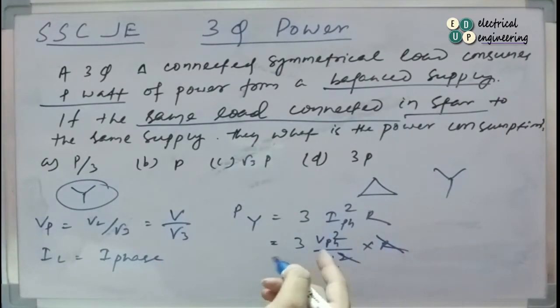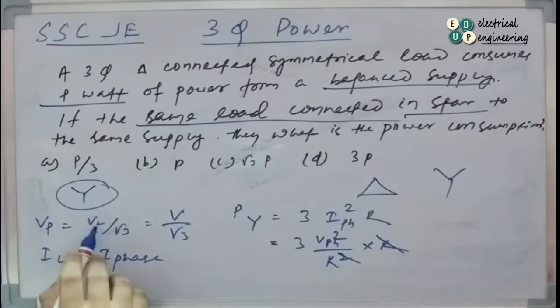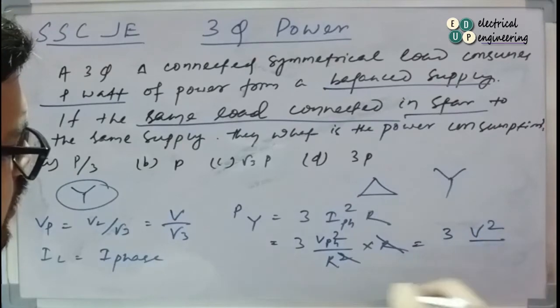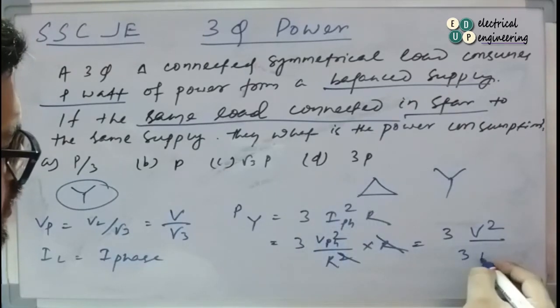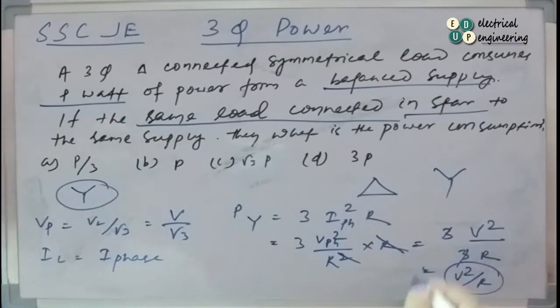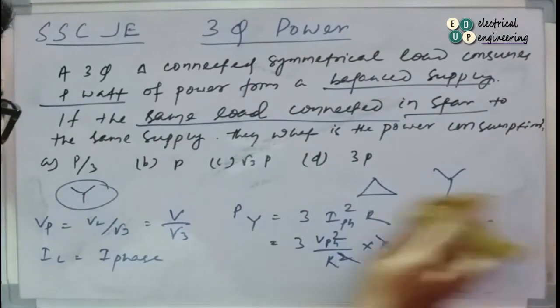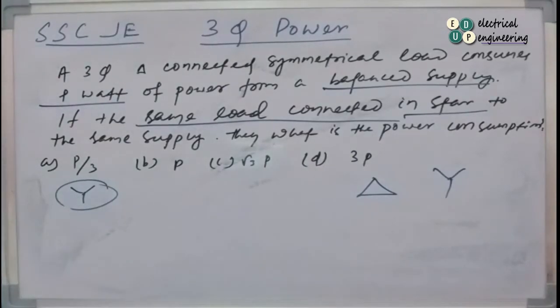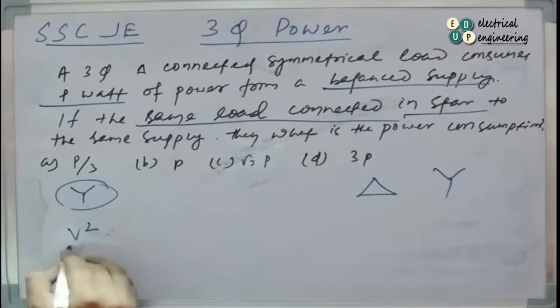So how much will it be? And you know V phase is VL by root 3, so in place of V phase I will write V square by root 3 square. Root 3 square is 3. So 3 will be cancelled out, you will get V square by R. Okay, just note it down. I'm going to erase it. So in case of star, you are getting power as V square by R, right? In case of star, we got power as V square by R.